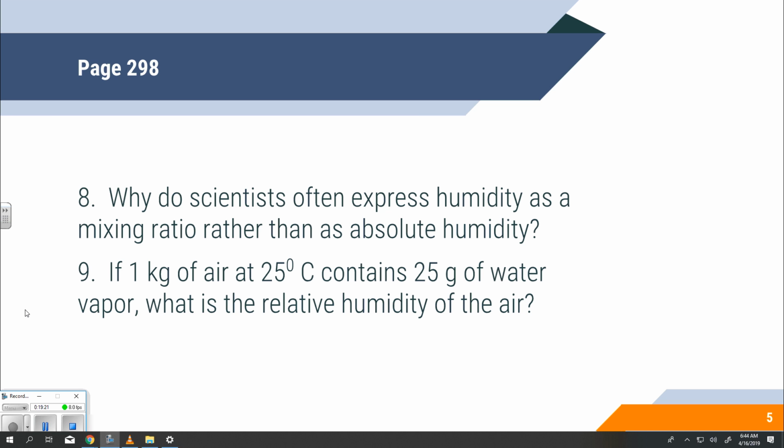If air that is 25 degrees Celsius contains 5 grams of water vapor per 1 kilogram of air, the relative humidity is 5 divided by 20, or 25%. Question number 9. If 1 kilogram of air at 25 degrees Celsius contains 10 grams of water vapor, what is the relative humidity of the air?